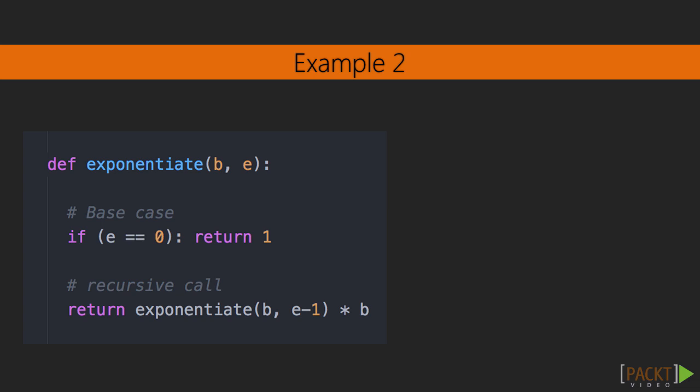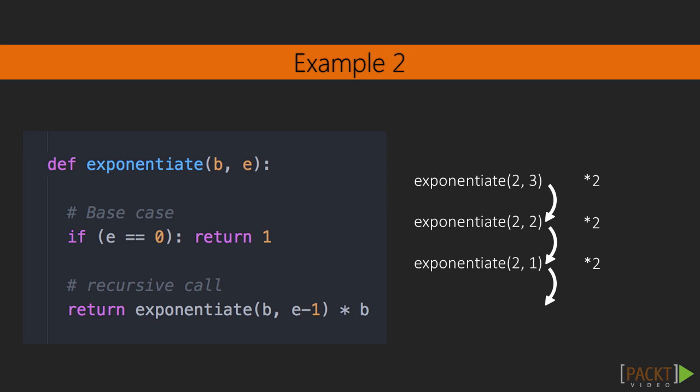Exponentiate some base, some exponent. Our base case is when our exponent is 0, then we return 1, and then we do our recursive call. So we do the exponentiation, and each time we call the exponentiation, we subtract 1 from the exponent and multiply by our base. So if we call exponentiate 2 to the power of 3, then we would get a multiplication by 2, because that's what our base is. And then we would exponentiate 2 to the power of 2, because we did a recursive call. And then we would keep exponentiating until we reach the base case, which is when our exponent is 0.